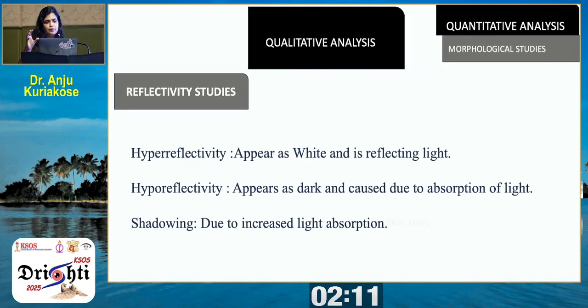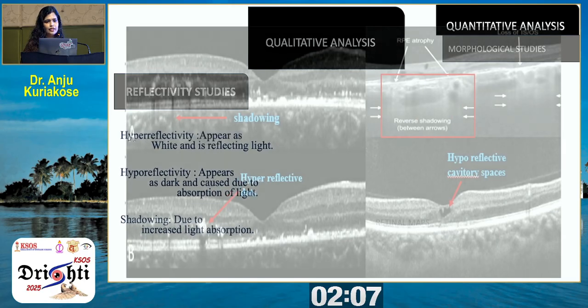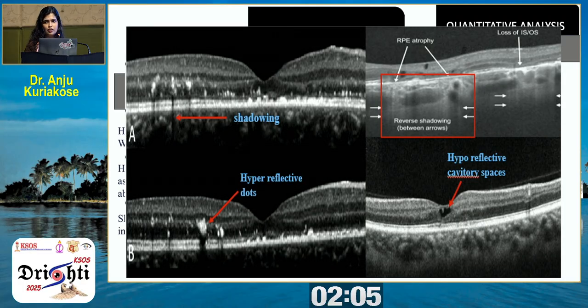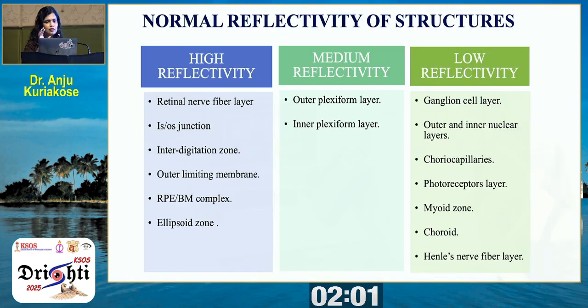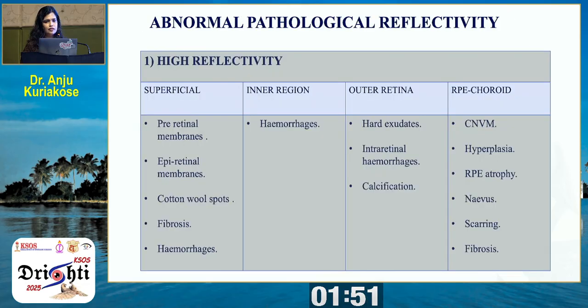That is how we interpret an OCT: hyperreflectivity and hyporeflectivity. Hyperreflectivity is what we see as white in color. Hypo is black in color. Next is shadowing. So these are the normal reflectivities of the structures. The RNFL will be seen as white. You can take a photo if you want, and I'm not going into reading all that in detail.